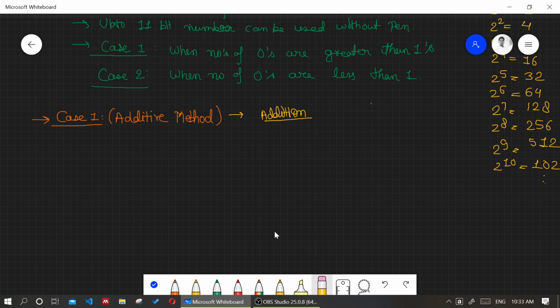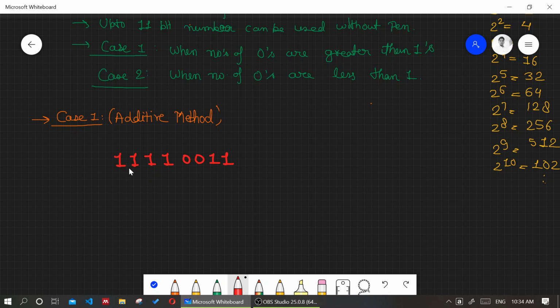Now the second case, when the number of zeros is less than the number of ones. At that point you need the other method, because if you take one example, like if your number is 1111001, fine.